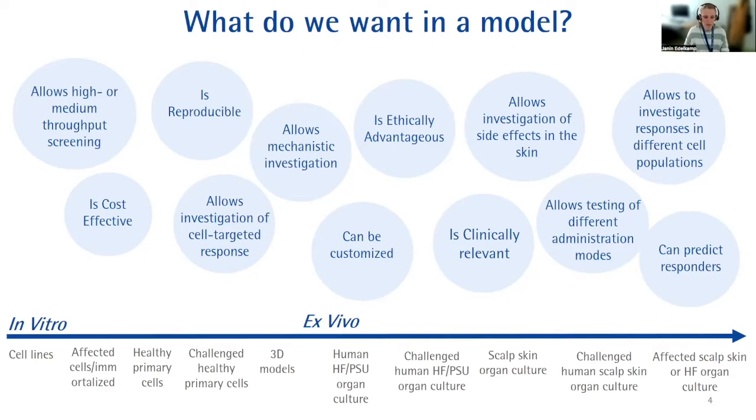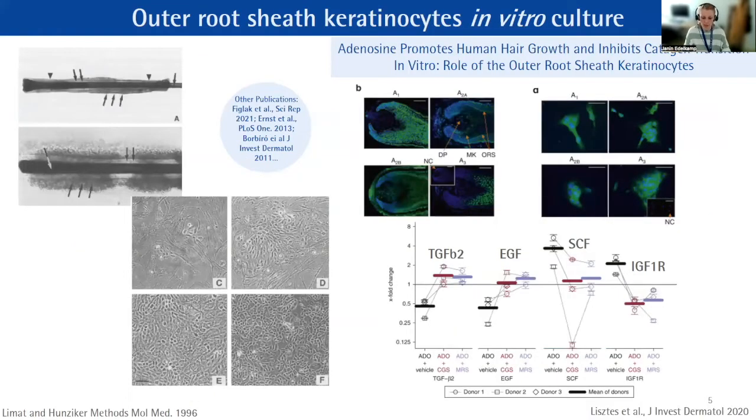So I will talk today about in vitro and ex vivo models and not cover the in vivo models yet. So let's directly jump into cell-based models. And I would like to start off with the outer root sheath keratinocyte culture that can be basically outgrown from full intact hair follicles. I would characterize this as a medium throughput model because it's also quite laborious to grow out these cells from the hair follicle.